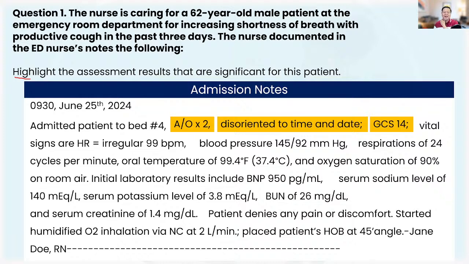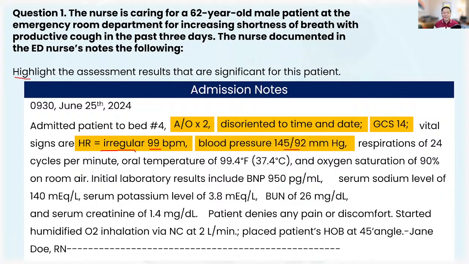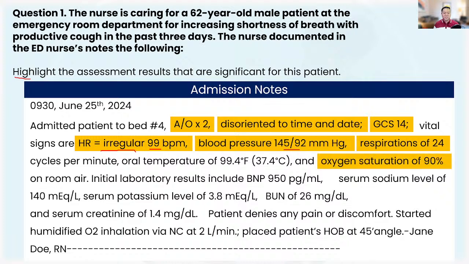And of course, we have the irregular heart rate. That is significant. Even though the rate is 99 beats per minute, which is still within the normal range, the word irregular makes it a noticeable abnormal finding. Another thing is the blood pressure, which is quite elevated. Take a look at the 145/92. That is another abnormal finding. And take a look at the respirations. You have 24 cycles per minute, which is above the normal range of 14 to 20 cycles per minute. And then we have the oxygen saturation of 90% on room air.